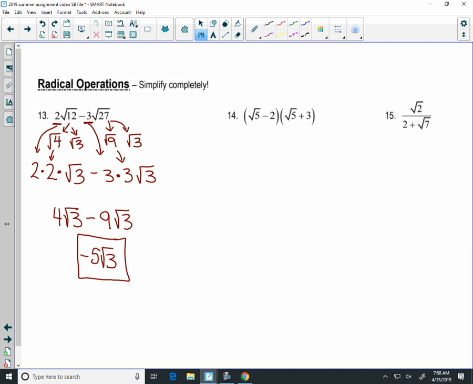For that problem number 13, you're just looking to get like radicals. Once you have like radicals, you're good. Then you can add or subtract.